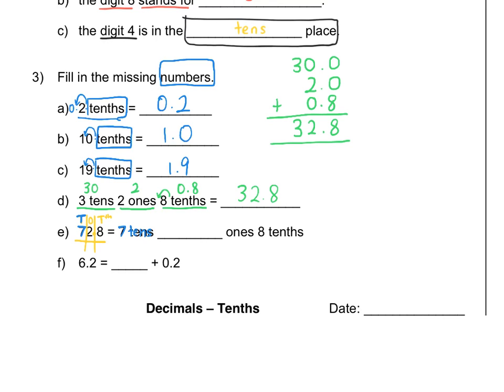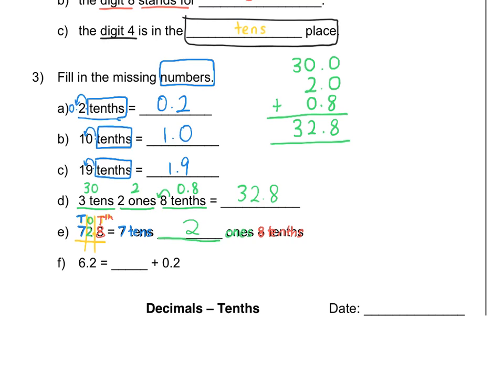Now the next question is, how many ones are there in the number? Look at the ones place. What is the digit? How many ones are there? There are 2 ones, so it is 2 ones. But we do a final check with the last portion, 8/10. Does it match? Yes, it does. 8/10. So the answer to part E is 2.